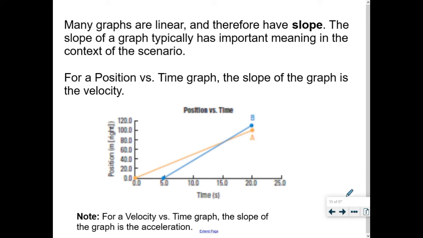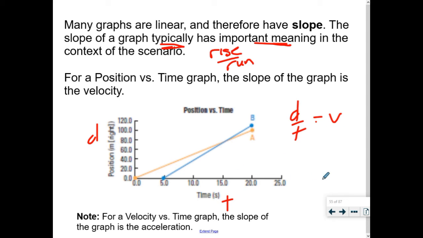Here's a slide that just kind of reiterates what we talked about. Many graphs are linear, so they have slopes. And I can't give you a hard and fast rule of how the slope works, but if I give you a graph and there's a slope, all you've got to do is figure out, well, what is your rise? What is your run? And what is rise over run? Distance divided by time equals velocity.